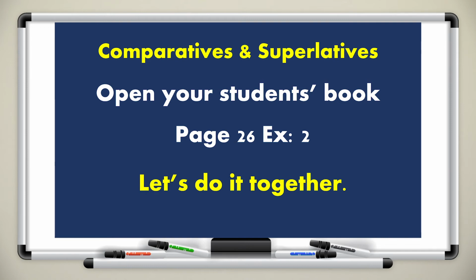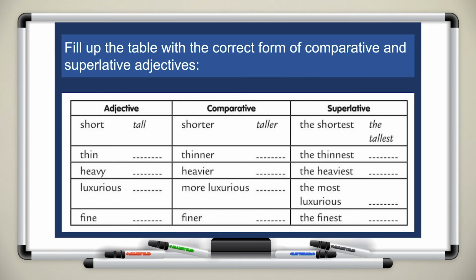Now, I want you to open your student's book, page 26, exercise 2. Let's do it together. Fill up the table with the correct form of comparative and superlative adjectives. For example, you see the first line, okay? Short, tall, becomes shorter, taller. And then the superlative will be the shortest and the tallest. Thin will be thinner. And the superlative, thinnest.